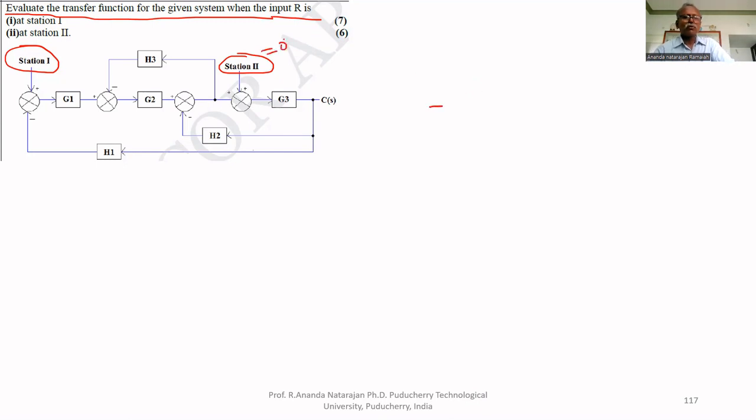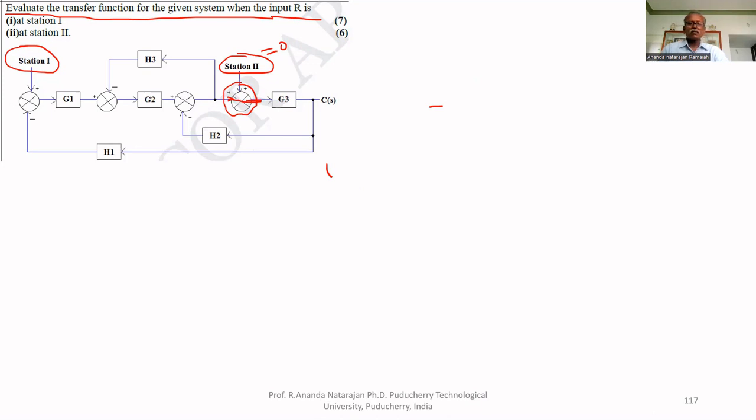This is equal to 0 if you do for station 1. Therefore, there is no meaning of having this summing junction, because this becomes 0, only one input. So we can remove this while considering station 1.